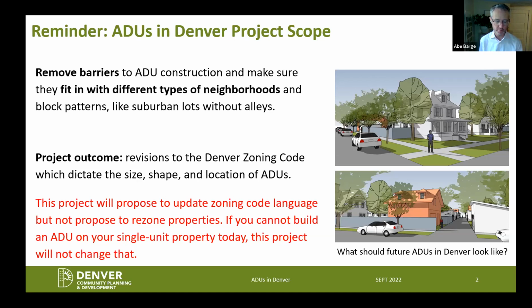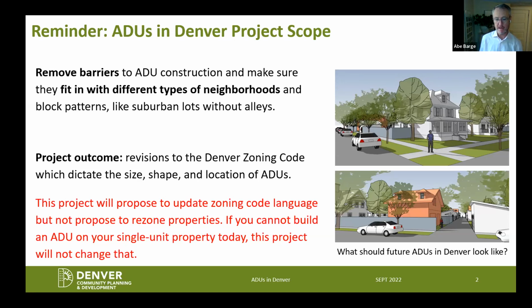So the project, what we expect the outcome to be, is actually proposed revisions to the Denver zoning code. And the zoning code is where the rules are about the size, shape, and location of ADUs where they're allowed. So one confusing thing, getting into the red text on the slide, is that this ADUs in Denver project will not propose to rezone properties. So the distinction is that we will propose to update the zoning code, which will change the rules for building an ADU where ADUs are allowed.